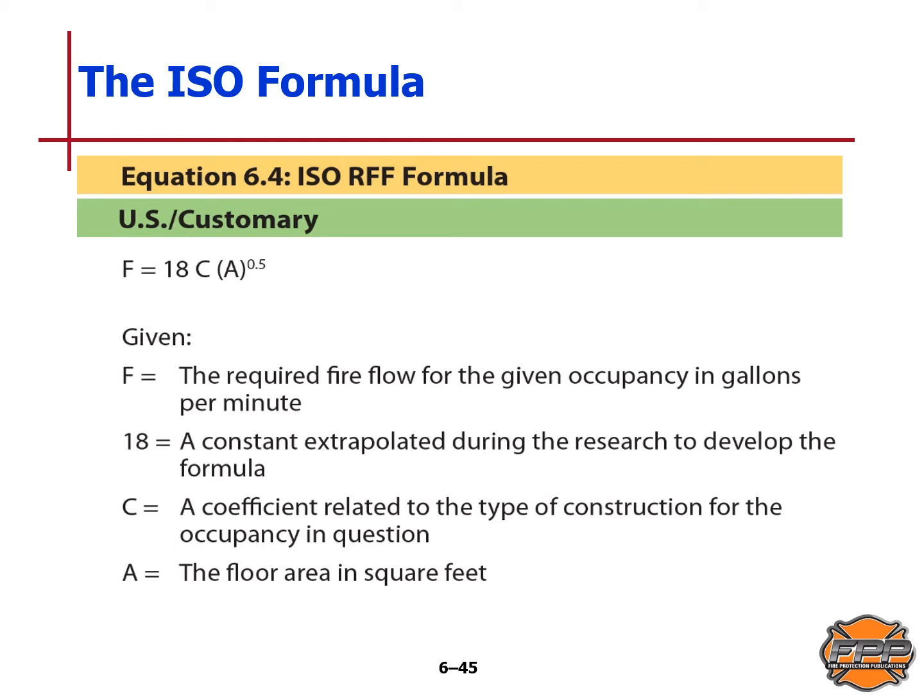18 is a constant extrapolated during the research to develop the formula. So that's a reflection of physics. So 18 is what's called a variable constant, and that sounds oxymoronic, but it isn't. It is a variation that occurs, but at a constant rate. So that's what a variable constant is. And in this case, the constant is 18. C is the coefficient related to the type of construction for the occupancy in question, and A is the floor area in square feet.